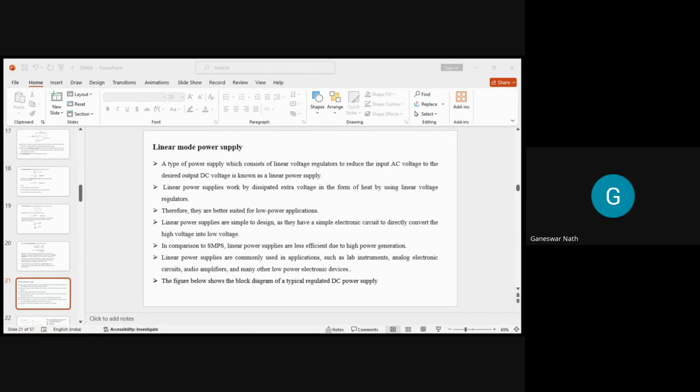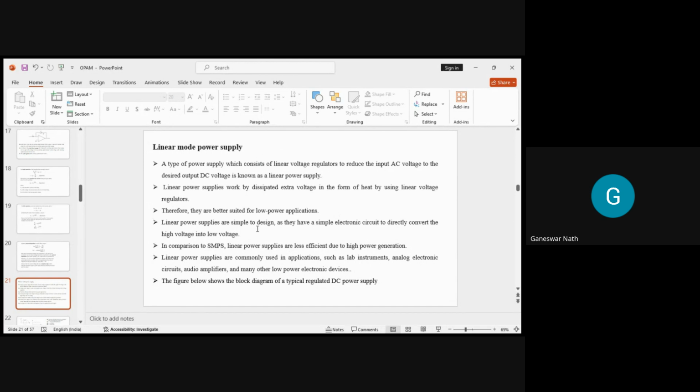Okay. So the linear mode power supply that I told you about is a type of power supply which consists of a linear voltage regulator to reduce the input AC voltage to the desired output DC voltage. That is known as a linear power supply. Linear power supplies work by dissipating the extra voltage in the form of heat using linear voltage regulators. Therefore, they are better suited for low power applications. That means for low power applications, we can use the linear mode supply.